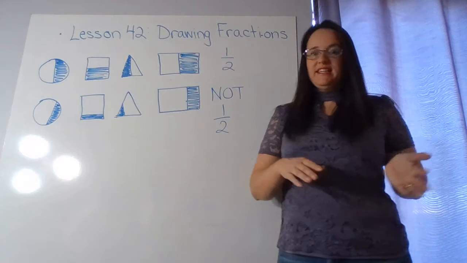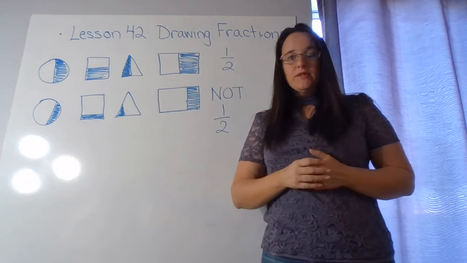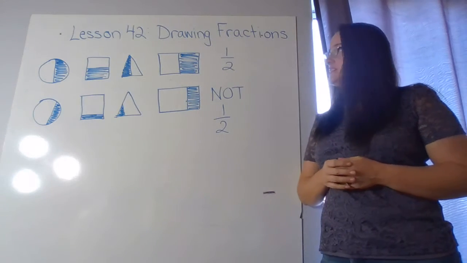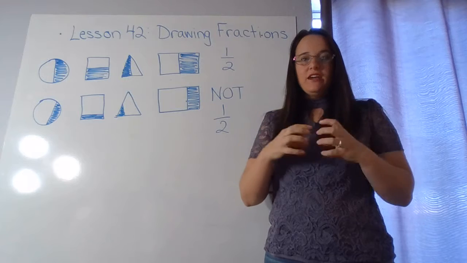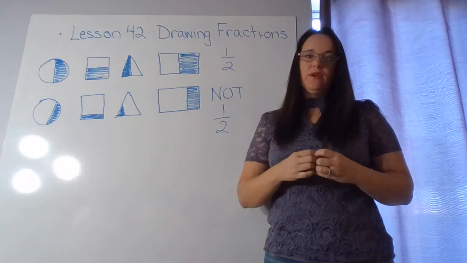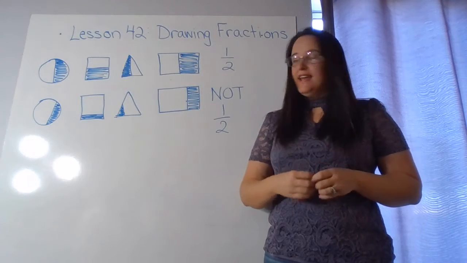So in our previous lesson, we talked about what is a fraction. In this lesson, the most important thing we are going to focus on is that a fraction is made up of a certain number of equal-sized pieces. So we call those congruent. They're the same shape and the same size.